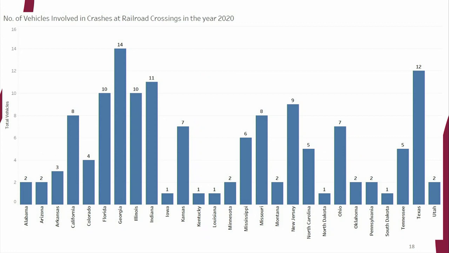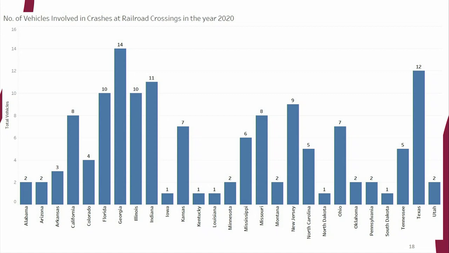In our matched data set, we couldn't find a lot of safety critical events. So we were curious to know how many vehicles every year are involved in a crash that occurs at a railroad grade crossing. We looked at FRA's data set for the year 2020, and we have here the total number of vehicles that were involved in a crash at a crossing by state.